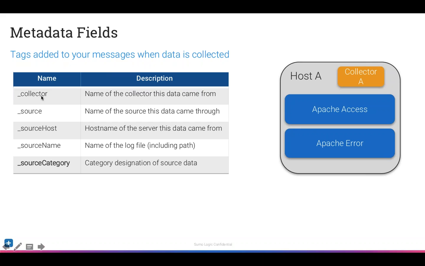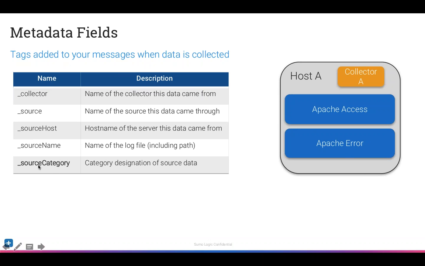So the first thing is it's going to get tagged with a collector. This is just the name of the collector that that data came from. In this case, it's going to get tagged with collector A. Source is the name of the source that this data came through. So if it came from Apache Access or it came from Apache Error, it's going to get tagged with that source itself. Source host is the name of the server. So in this case, it's going to be host A. Source name is the name of the log file, including the path of where this data came from. So it's going to have the actual file name and path of where the Apache error message came from.